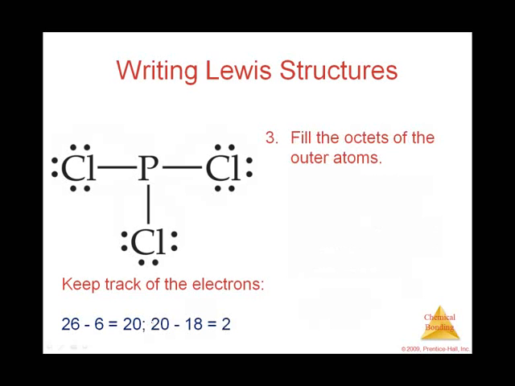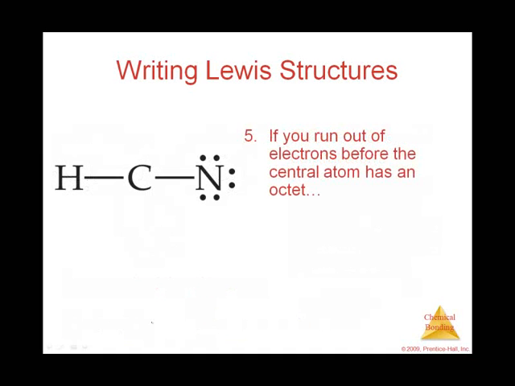So we filled the octets of the atoms. We kept track of what we had left. We had another pair for the central atom. We put those there. Okay. So if you run out before the central atom has an octet, then you're going to need multiple bonds. So let me just count here.